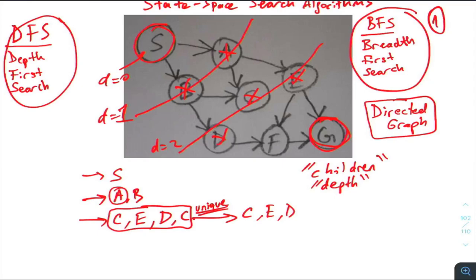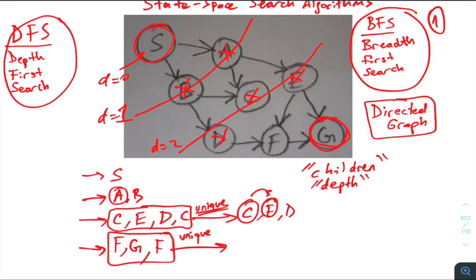Now what are the children of those nodes, one by one? What are the children of C? Wow, C doesn't have any. So let's continue to the next one. E, F, and G. But let's write the children of D. Let's list them. F. Again, let's use that function, unique, F and G. And don't you know, we have the G. So we managed to find the G. Yeah, that's great.